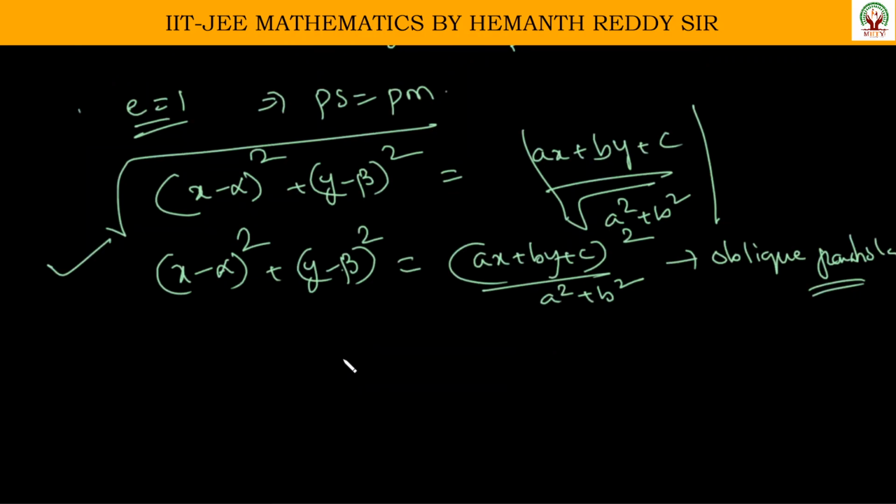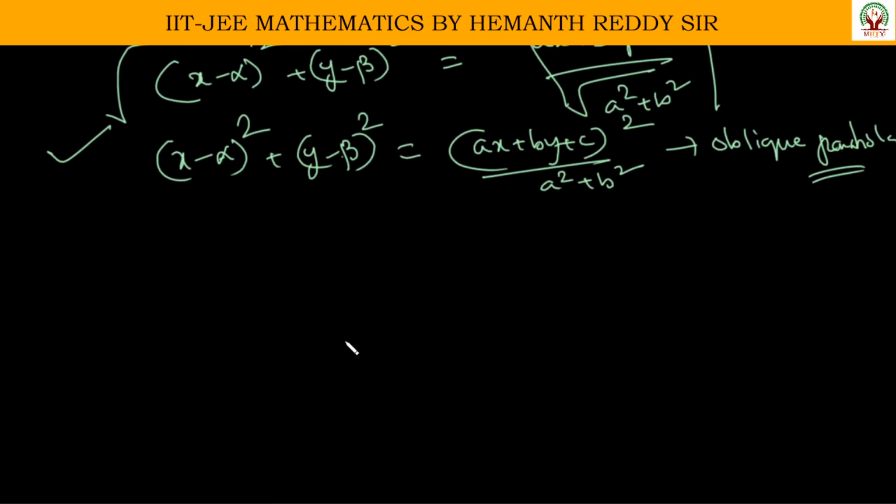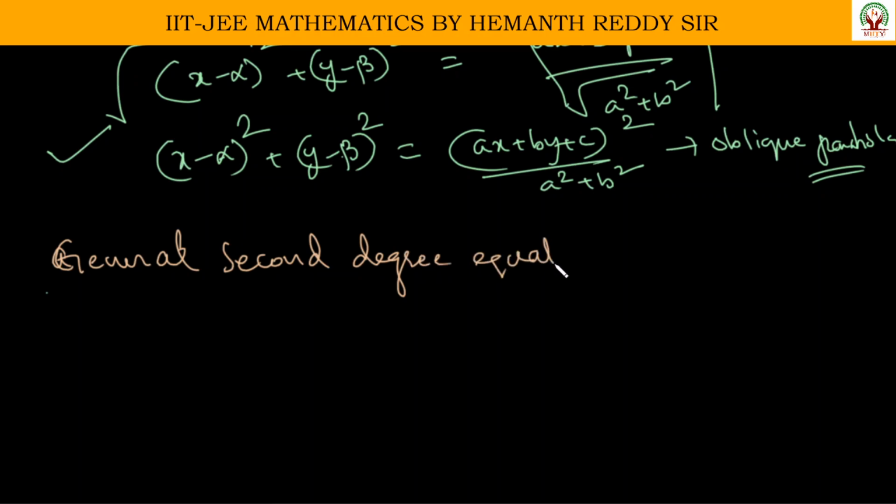So this is the general equation of the parabola. Now, if I take some general second degree equation, here you get a second degree equation in x and y. So why not I take that? I'll take the general second degree equation in two variables.